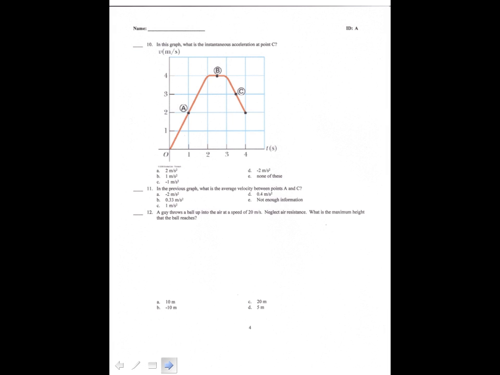In this graph, what is the instantaneous acceleration at point C? Alright, you just want to know the slope at this point. That's rise. The rise is 4 minus 2 over run, which is 4 minus 3. And that's equal to 2 over 1, which is 2. But my rise here was actually a negative value, but I prefer just to look at the line. So if you look at this line, it has a negative slope. So the answer is actually negative 2, because it has a negative slope.